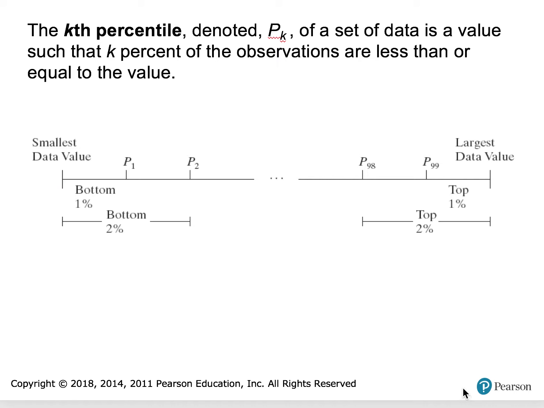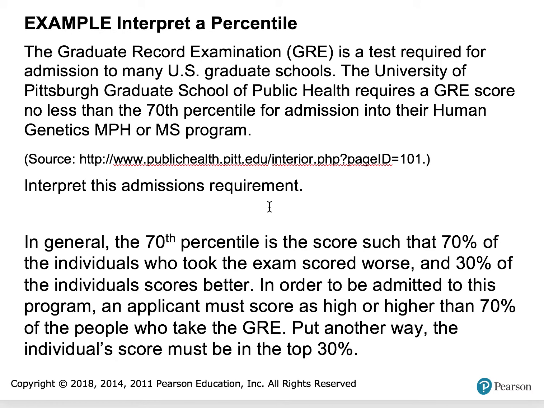Okay, let's look at an example. The Graduate Record Exam, the GRE, is a test required for admission to many U.S. graduate schools. The University of Pittsburgh Graduate School of Public Health requires a GRE score no less than the 70th percentile for admission. Okay, interpret this admissions requirement.